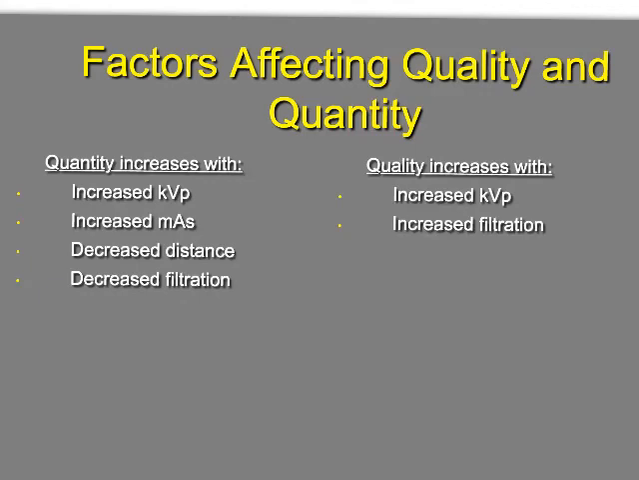With quantity, anytime we see an increase in quantity, that could be related to an increase in kVp. An increase in mass is directly proportional to an increase in quantity. It will decrease, quantity or intensity will decrease with distance, and it decreases with filtration. Okay? On the quality side, we see quality or penetrability. Those terms can be used interchangeably. Half-value layer can be increased with increased kVp and increased filtration.